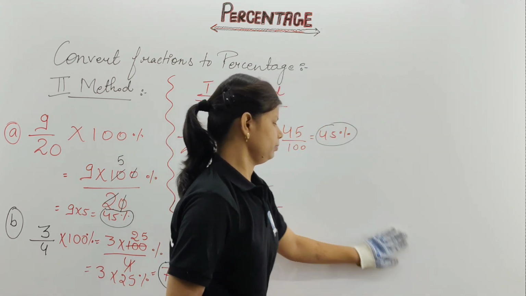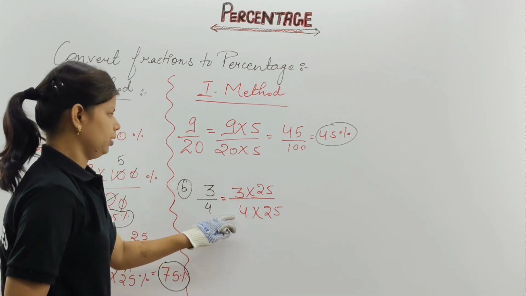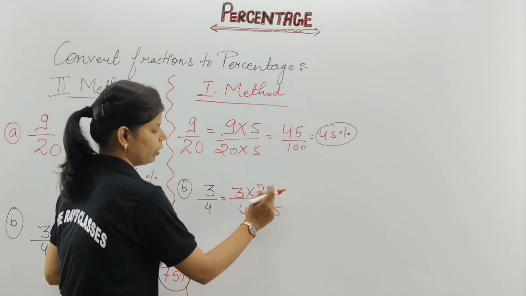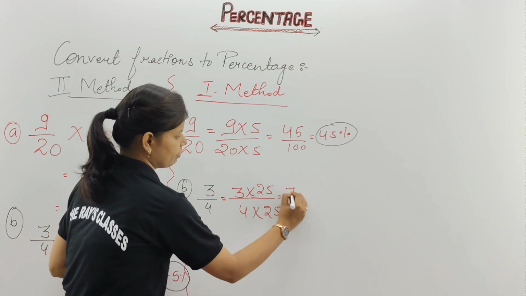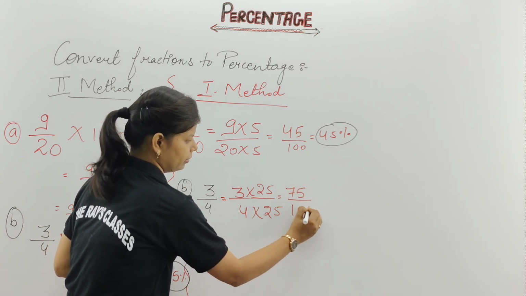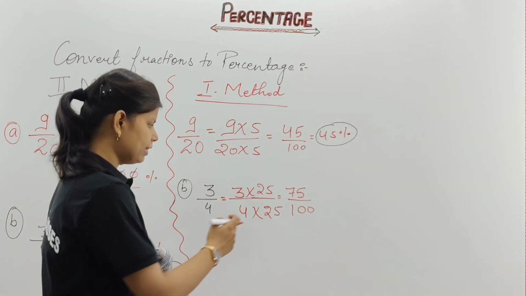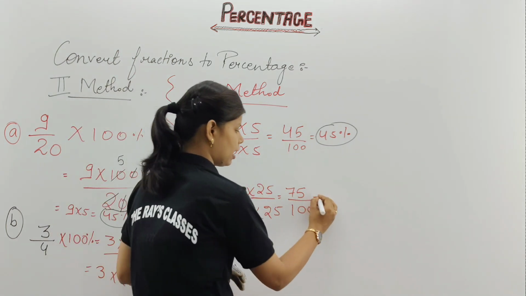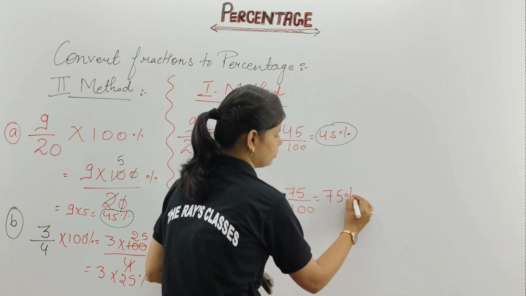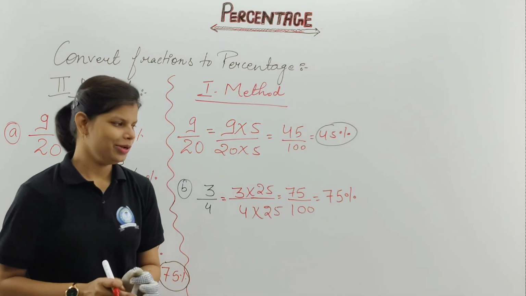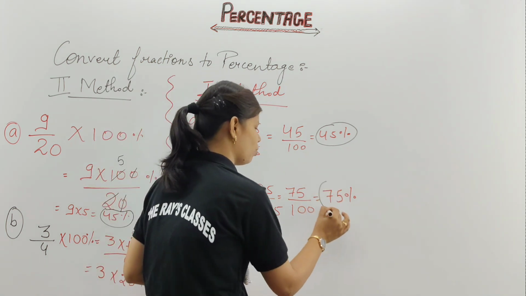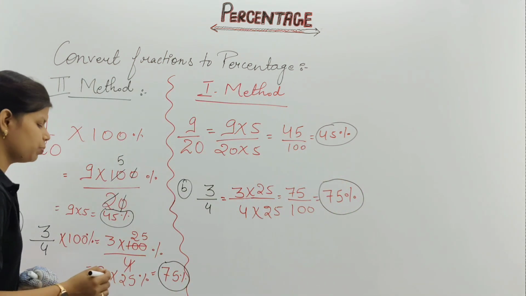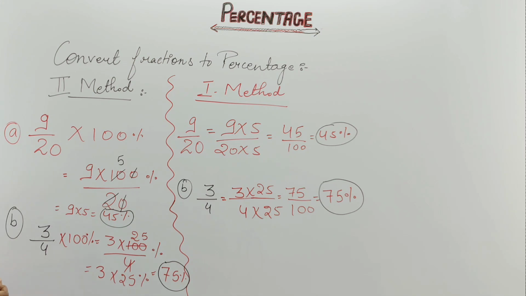Clear? What you will get? Now 3 times 25 can be written as 75 upon 100. Clear, no? And this 75 upon 100 can be written directly as 75%. Easy. Both ways the answer is the same, only the method is different. So children, as per your comfort, you have to see which method you are going to apply. Clear? So please take a click of this one.